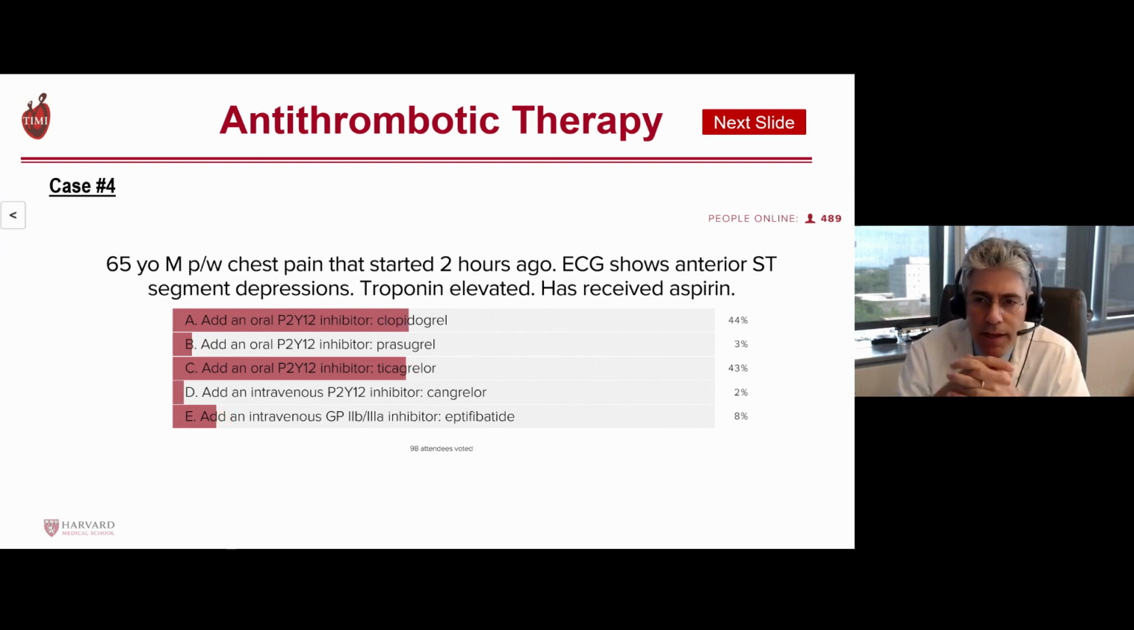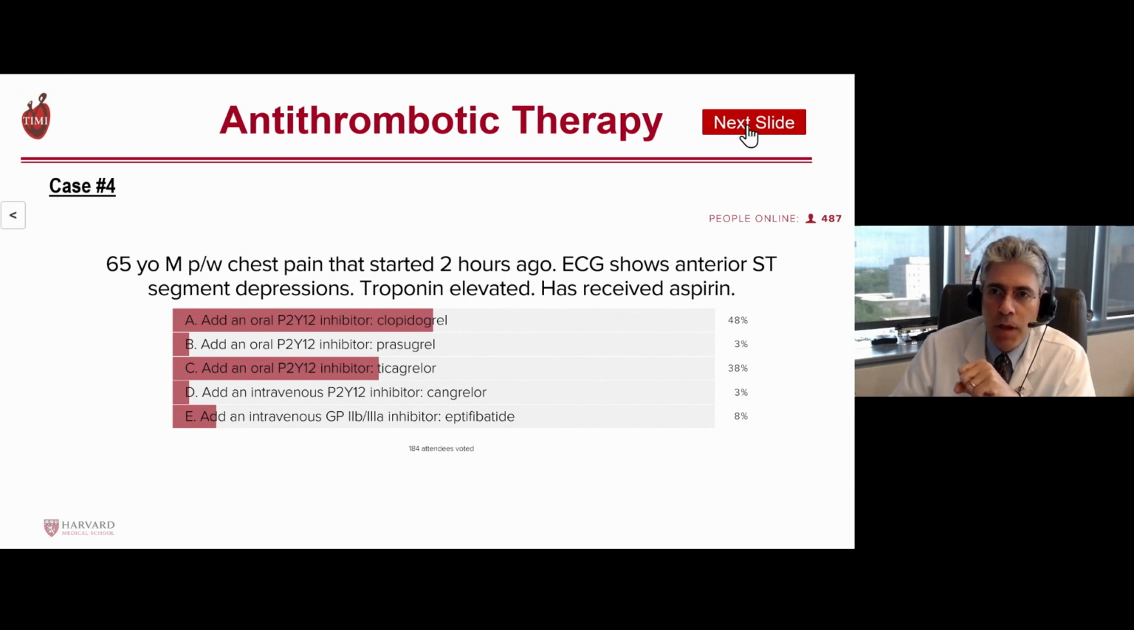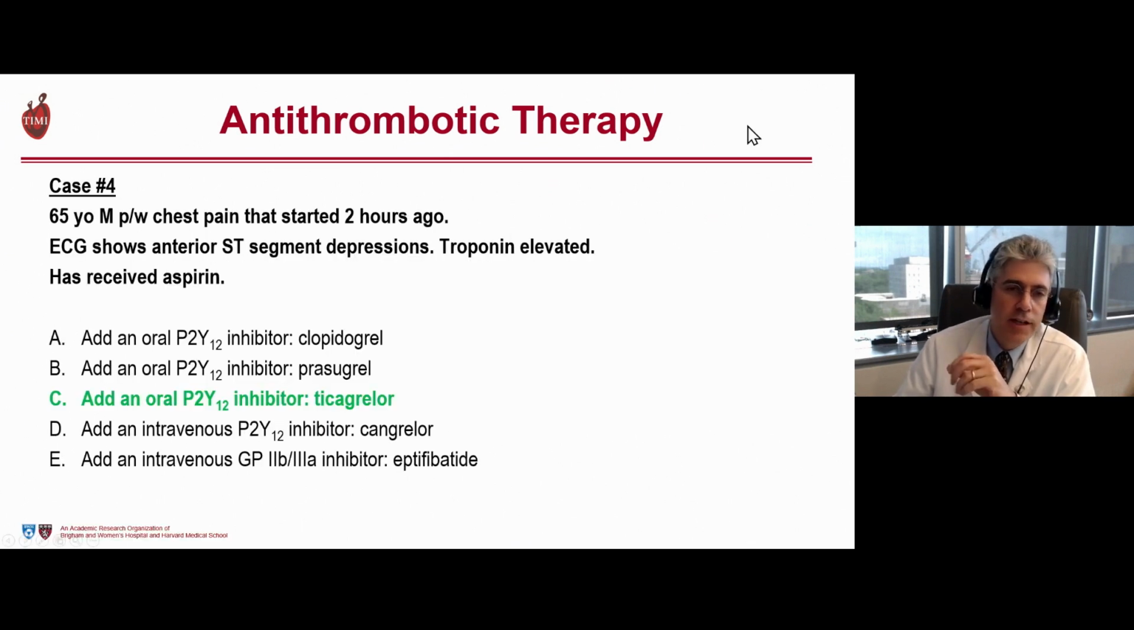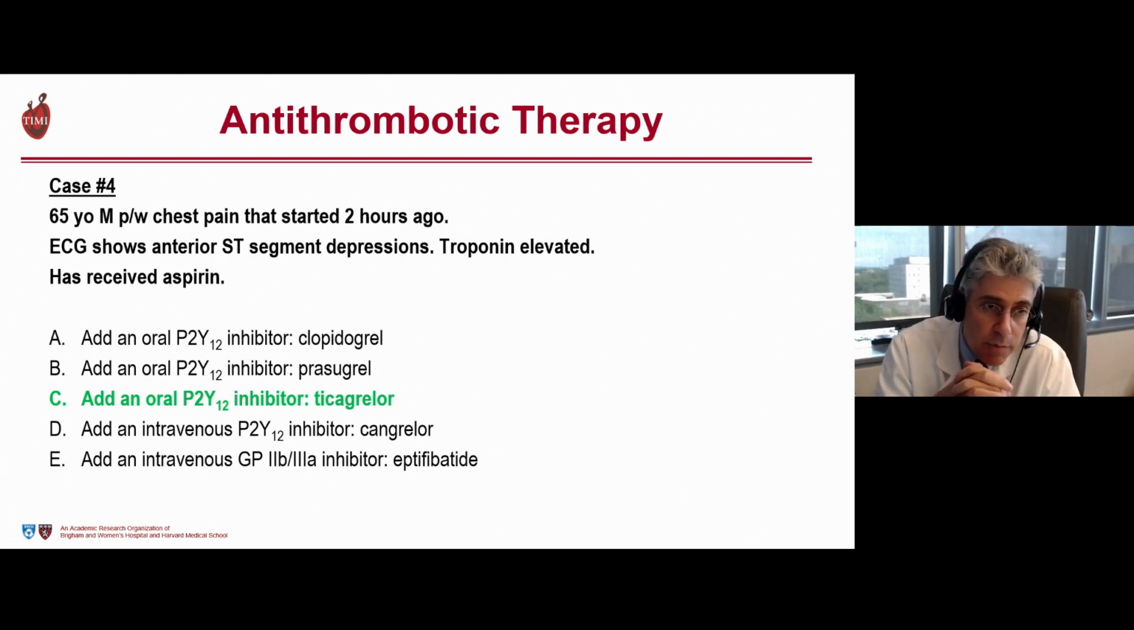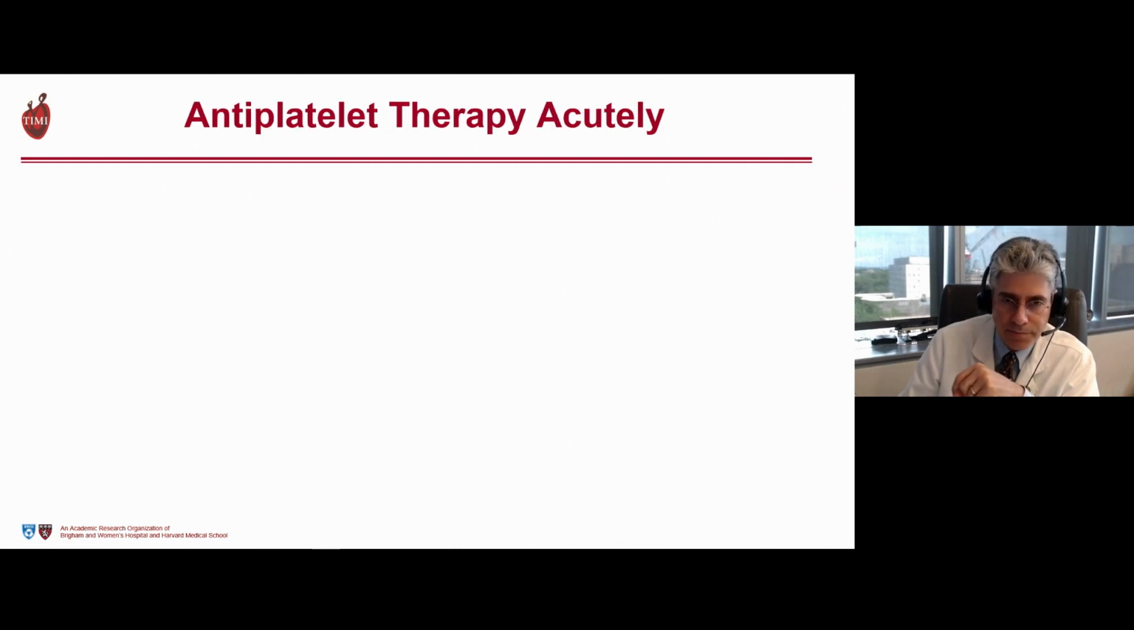Okay, I think it looks like a split decision in the group. I'd say between clopidogrel and ticagrelor would be the ones getting the most votes, with a handful of people for the other choices. Okay, let's go to the next slide. In this case, I would give ticagrelor, and let me go through the data that support that choice.